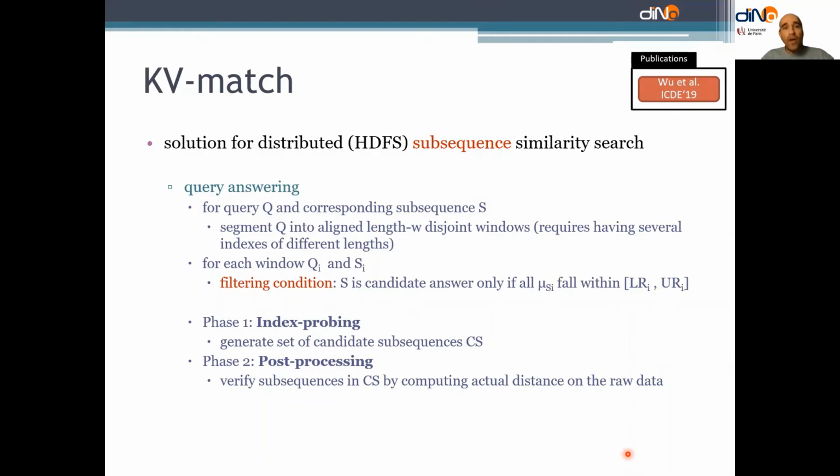For query answering, we query for a query Q and corresponding subsequence S. We have to segment Q, and then for each window Qi and subsequence Si, the filtering condition is that S is a candidate only if all the mean values of S fall within the corresponding interval of lower and upper mean values. So we use the index to generate a candidate set of subsequences, and then we have to verify which of these candidates are correct answers by computing the real distances on the raw data.